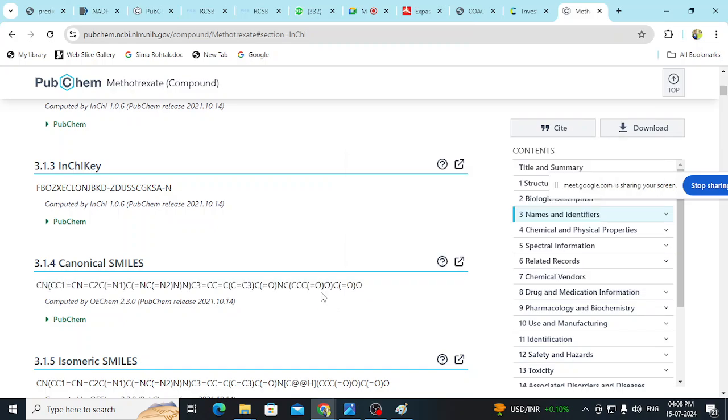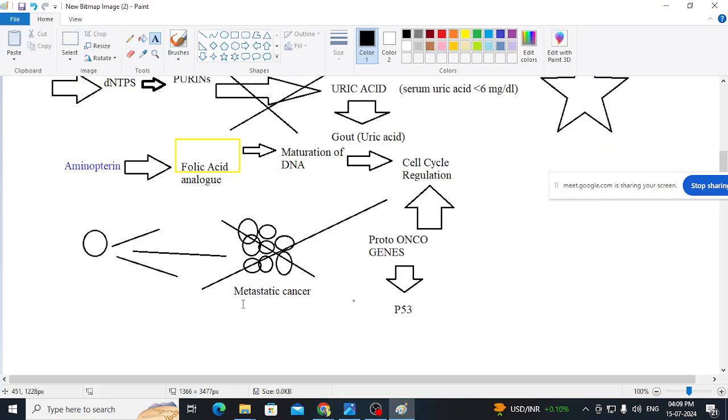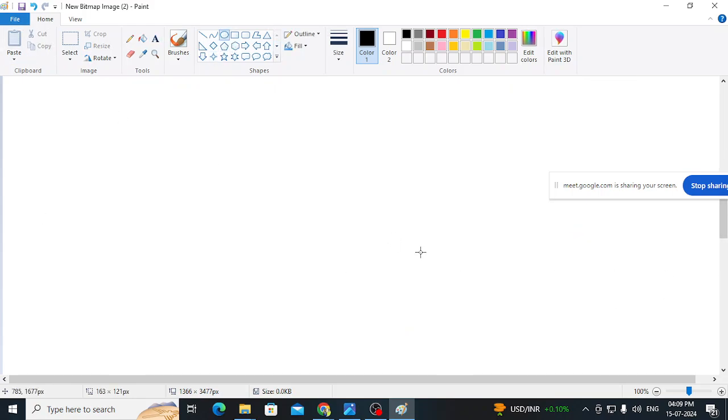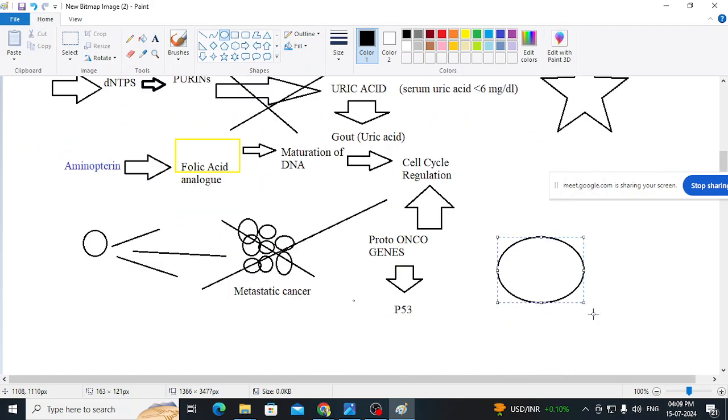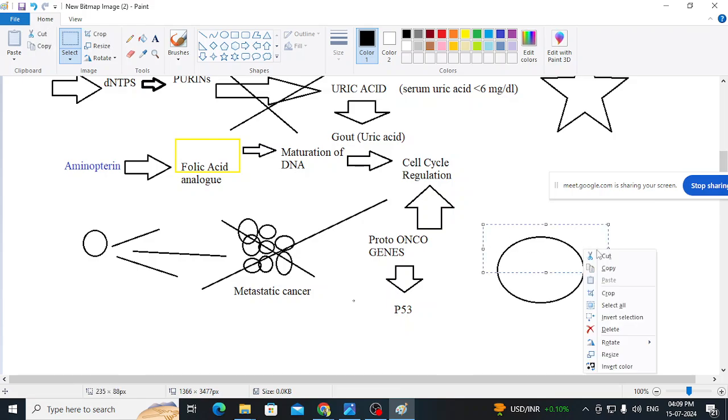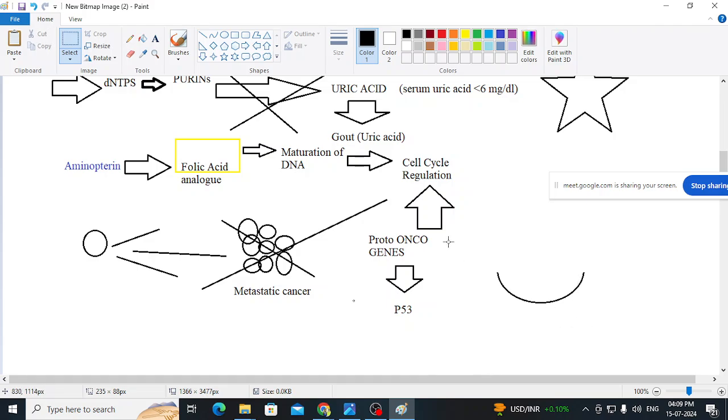So SMILES is nothing but a format of chemical entity, like FASTA is there for DNA and RNA. So let us consider SMILES as a format where you can see the C. So C sometimes looks like a smiley. So consider that this is a C, okay. So if I make it a C, it will look like a smiley, right? Understood?